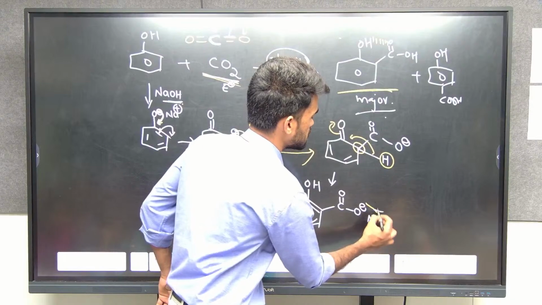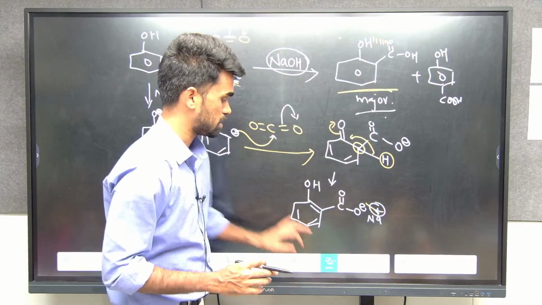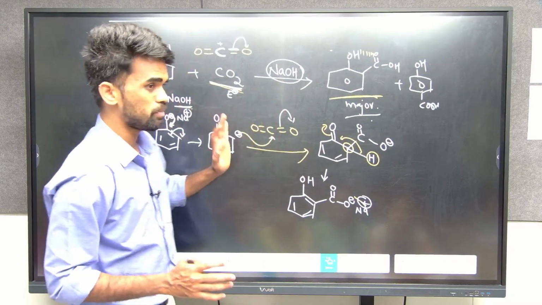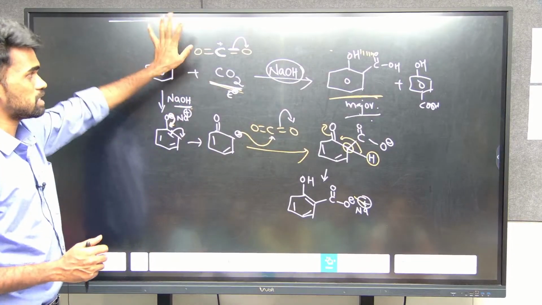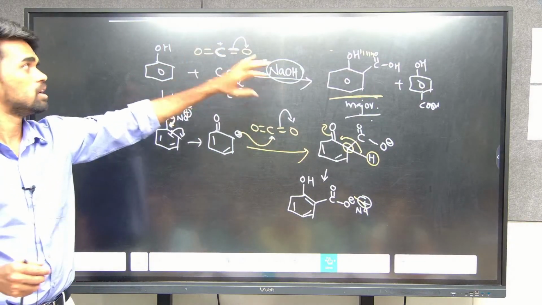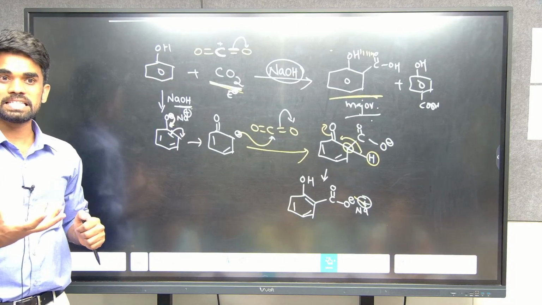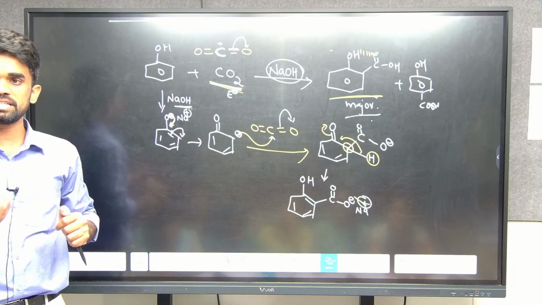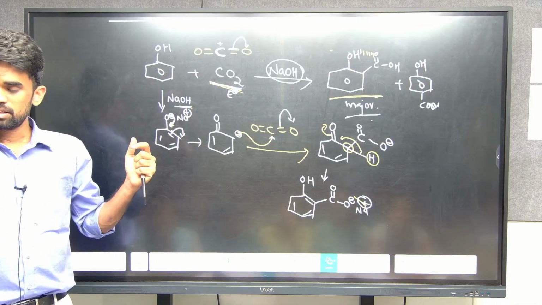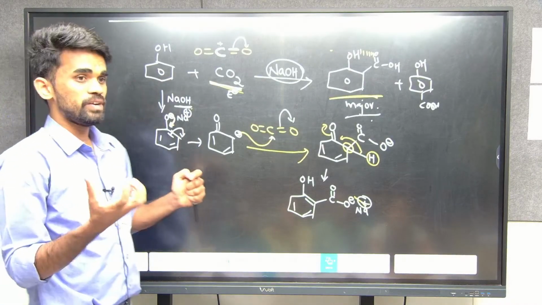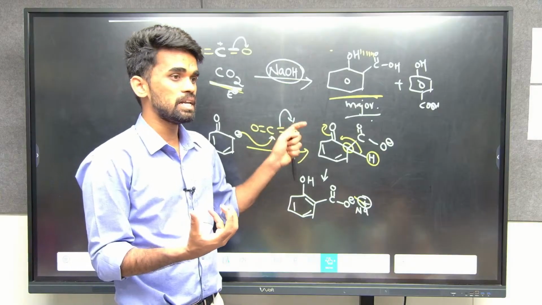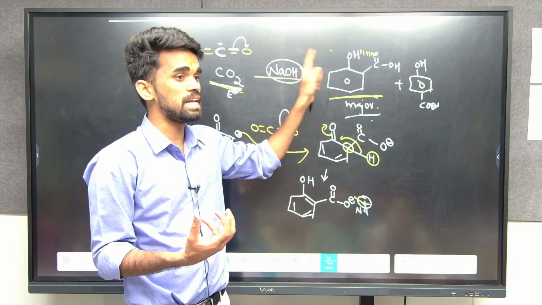So now all these steps are not required from the exam point of view, like EAPCET and NEET. You just need to remember: what is the product formed in Kolbe's reaction? Salicylic acid. What are the reagents and substrate? Phenol with carbon dioxide in alkali medium gives you salicylic acid.